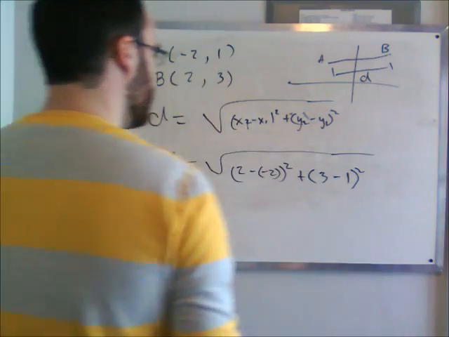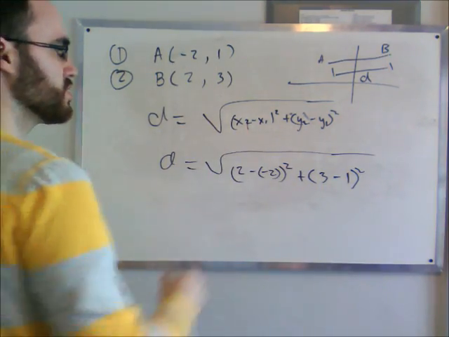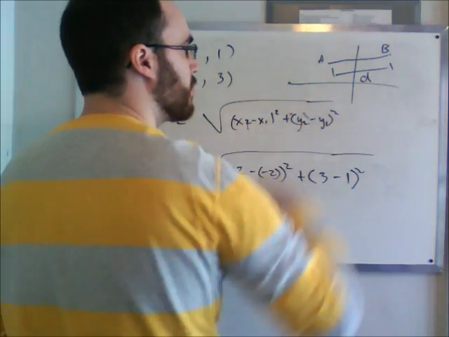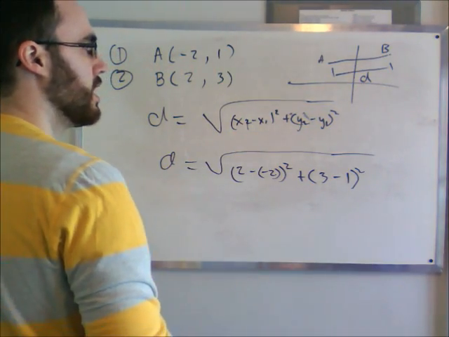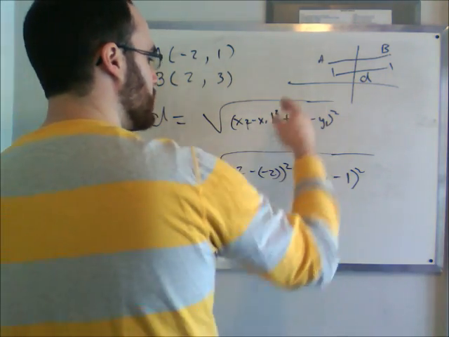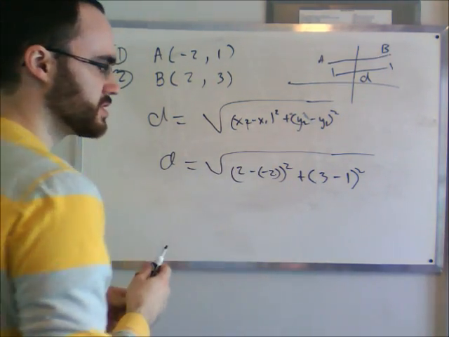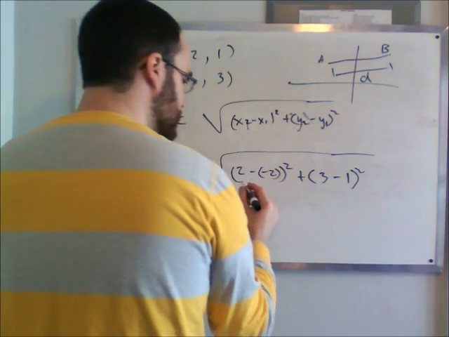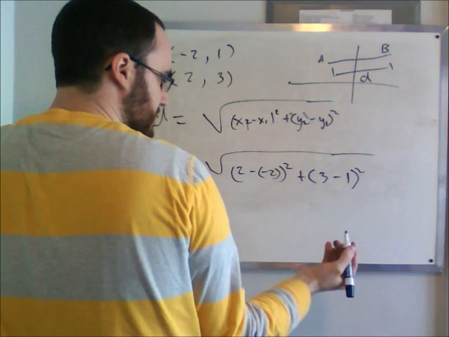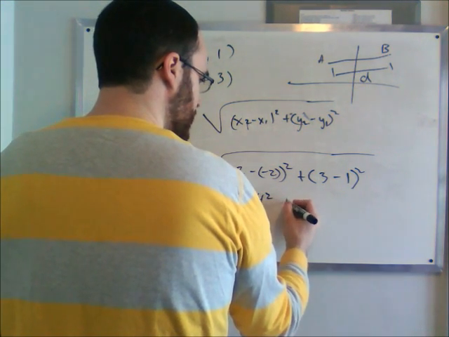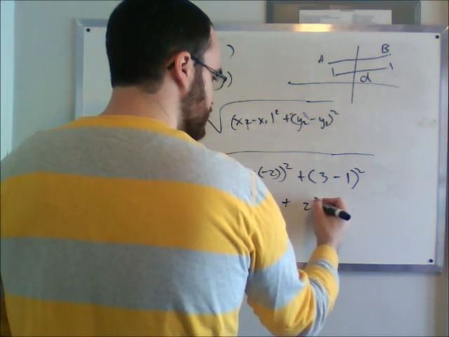I should say too, when I say x2, x1, usually it's the larger point that's 2. By larger, I mean the one furthest to the top right in the first quadrant is going to be x2 and y2. The reason is because when you subtract these, they're going to be a positive number because we have 2 plus 2, because negative times negative is positive. So 2 plus 2 is 4 squared plus 3 minus 1 is 2 squared.